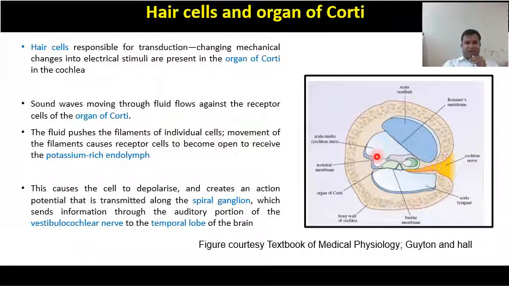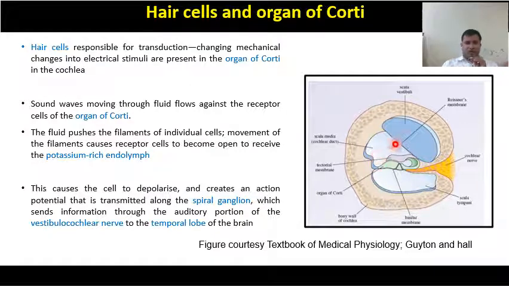So the scala media and scala vestibuli are separated by a membrane called Reissner's membrane, while the scala media and scala tympani are separated by the basilar membrane. In the scala media, the organ of Corti is present, and the organ of Corti has hair-like structures called outer hair cells and inner hair cells.